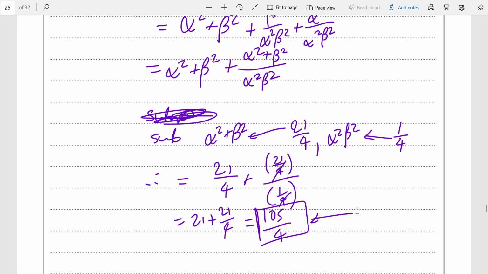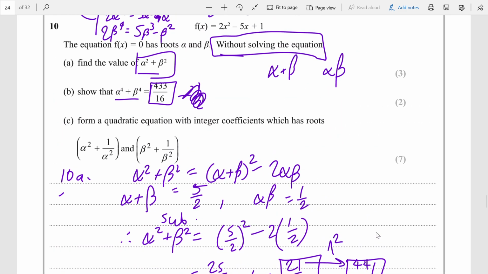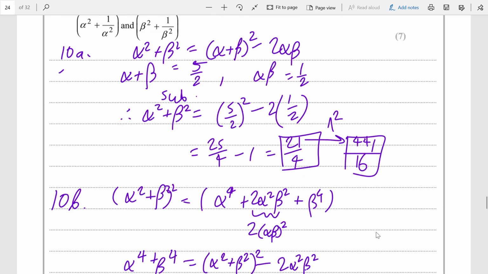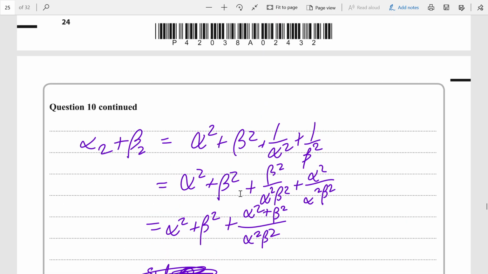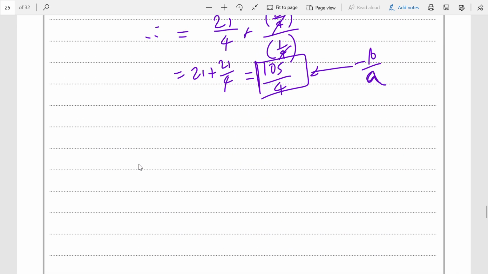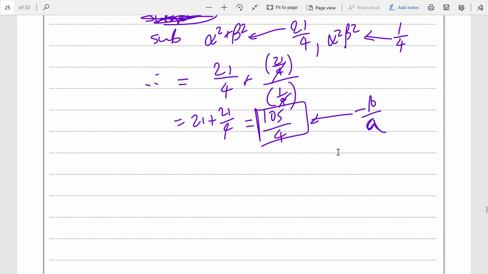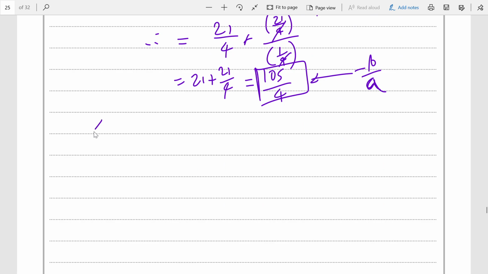So this is going to be our negative b over a of the equation, 105 over 4. Now I'm just going to double check that we're not dropping any negative signs here, because I feel like this is a danger when we've got so much calculation to do. Yep, we determined that this would be our negative b. Our 1 over 5 over 4 is a negative b over a, the sum of the roots. Secondly, let's try and find the product of the roots.